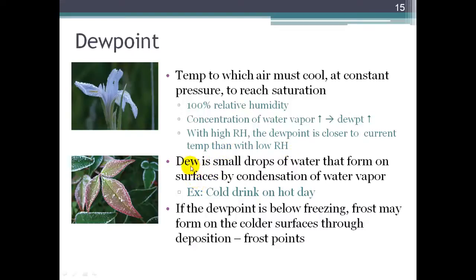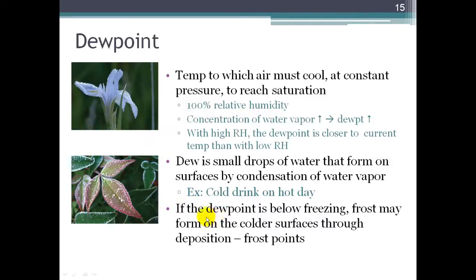So dew is just small drops of water that form on surfaces, and any surface will serve as a surface that water can condense onto. So in the mornings, in moist environments especially, and sometimes here in Arizona, if the temperature has dropped at night to the dew point temperature, then we have dew that forms on the grasses and the different vegetation, as well as our cars and other surfaces.